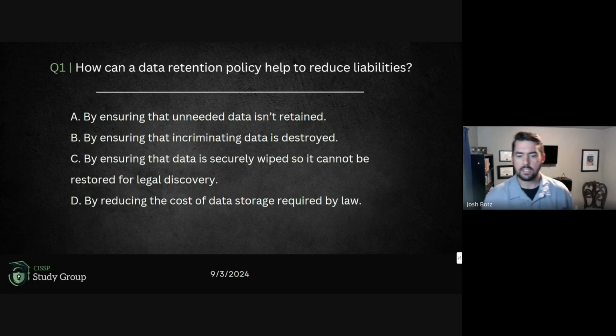Okay, got about 15 seconds. All right, nicely done. And the poll, and you guys should be able to see the results there.